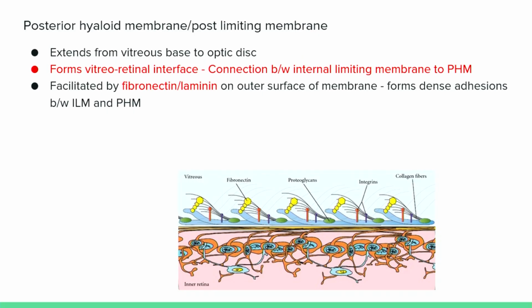It forms the vitreoretinal interface, which is connection between the internal limiting membrane of the neurosensory retina to the posterior hyaloid membrane. This vitreoretinal interface is facilitated by fibronectin and laminin present on the outer surface of posterior hyaloid membrane. It forms dense adhesions between both.